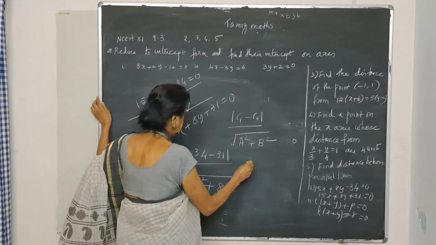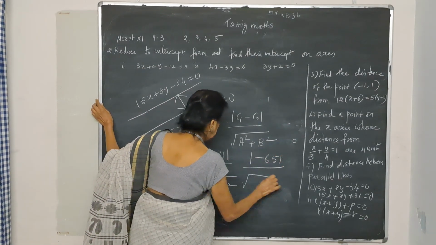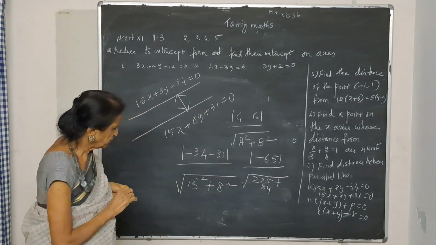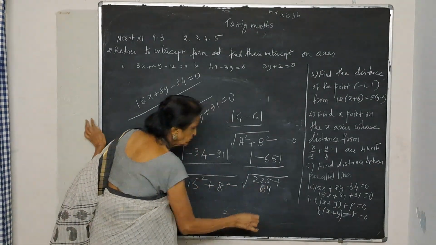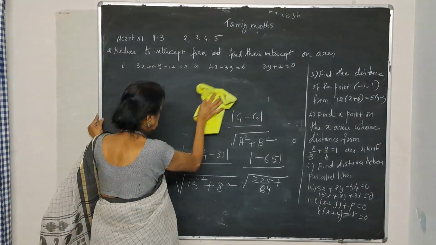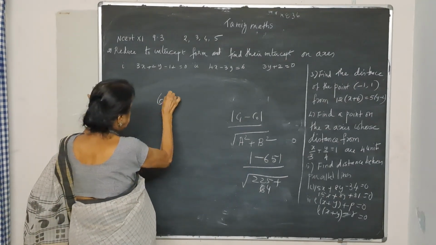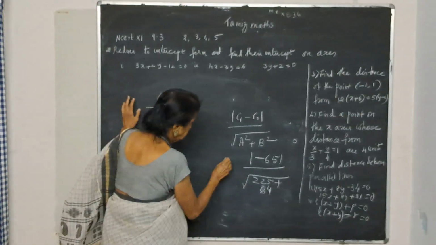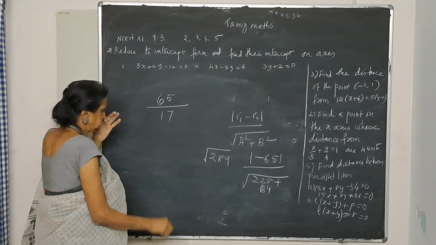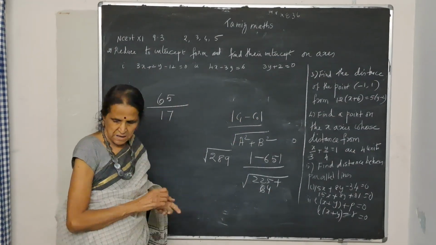What is this? Modulus of, by, root of that will be now modulus of minus 65, which is 65. This is 9, 8 and 2. Root of that will be 17. So the answer for this will be 65 by 17.